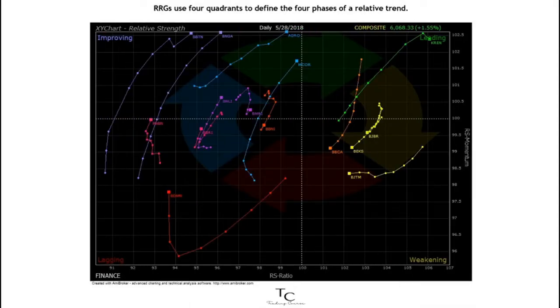RRGs use 4 quadrants to define the 4 phases of a relative trend. True rotations can be seen as securities move from one quadrant to the other over time.